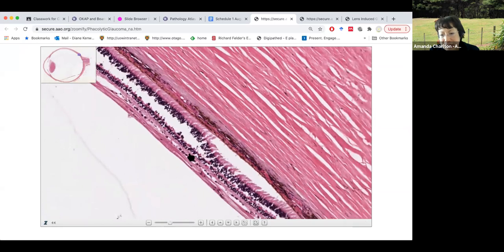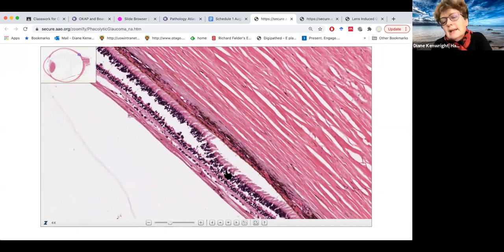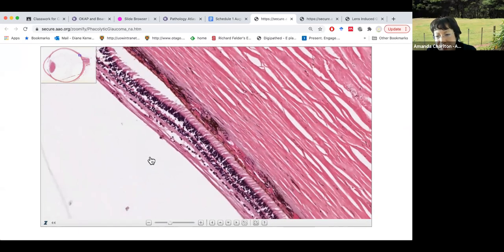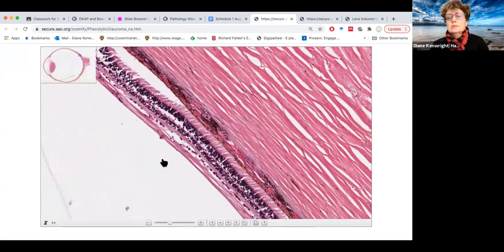The outer nuclear layer here is about normal thickness. It's that white space in between. They've been torn apart during the cutting process. You can see outer, inner, and a few ganglion cells left. On this, are there any more questions?